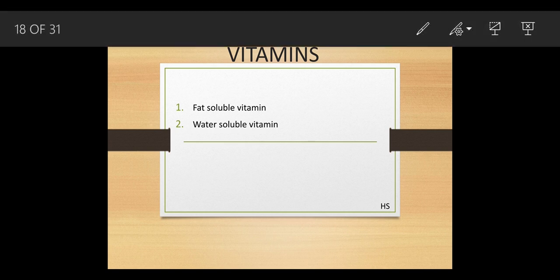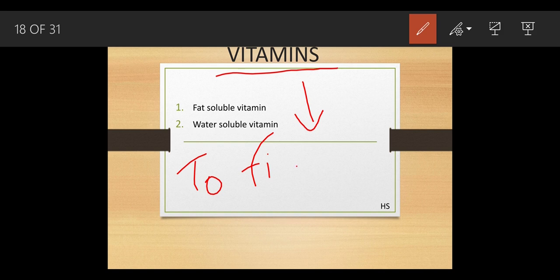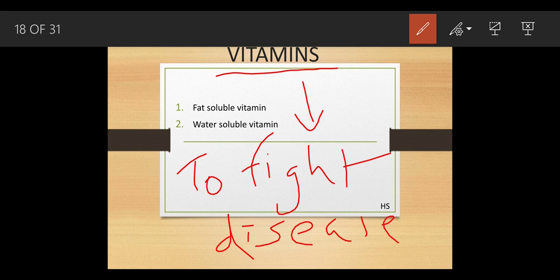Why are vitamins important in our body? Because if you take a sufficient amount of vitamins, they help to fight against disease. You will be protected from diseases, bacteria, anything, if you take them in a sufficient amount.